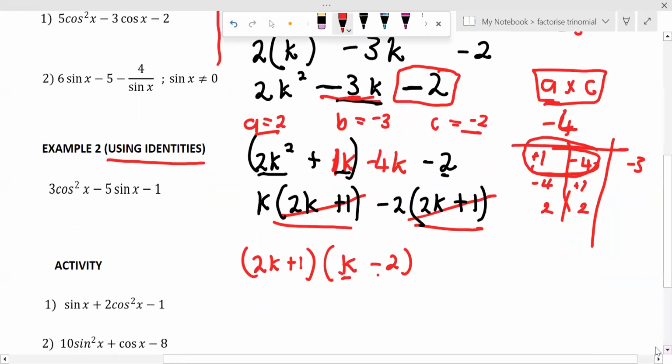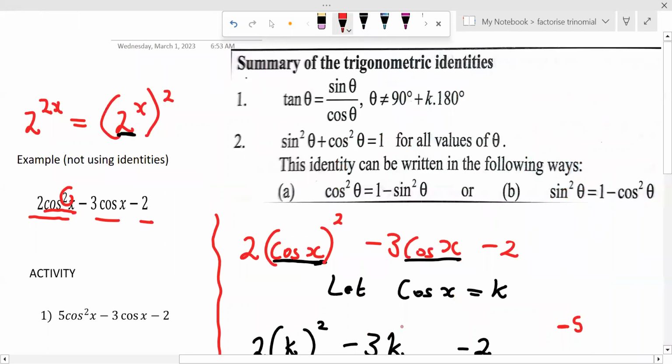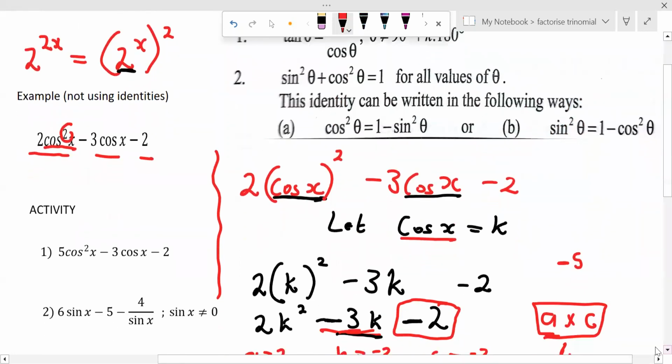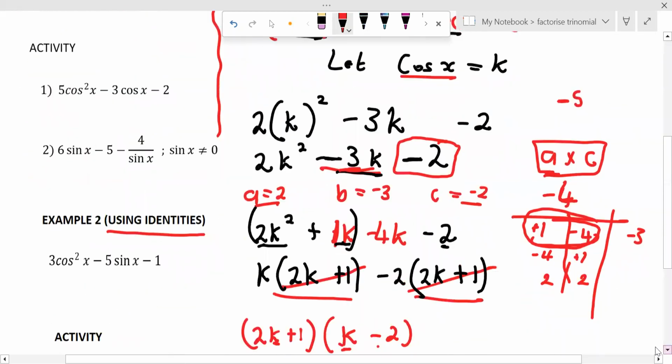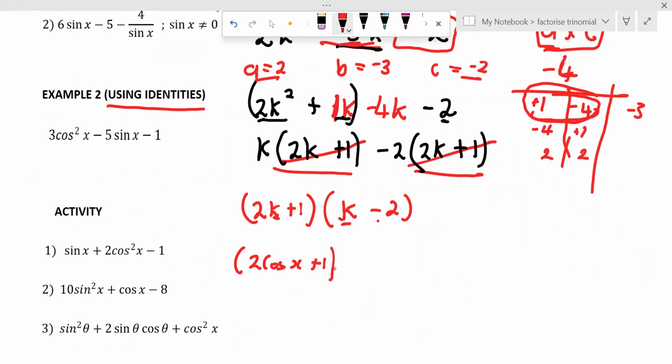But guys, remember, we know what is k. What is our k? As we've decided above, we said k is going to be cos x. So we'll substitute again now and say we're going to have 2 cos x plus 1, and we're going to have cos x minus 2.